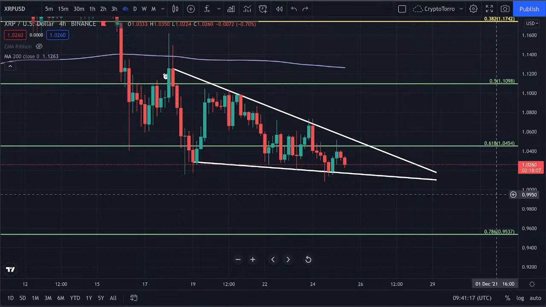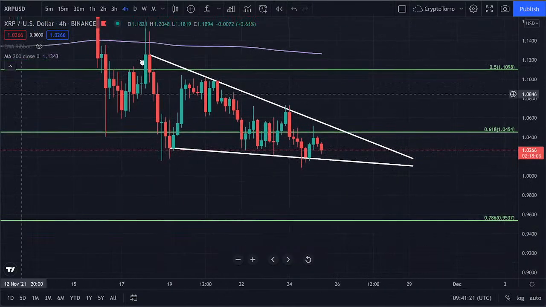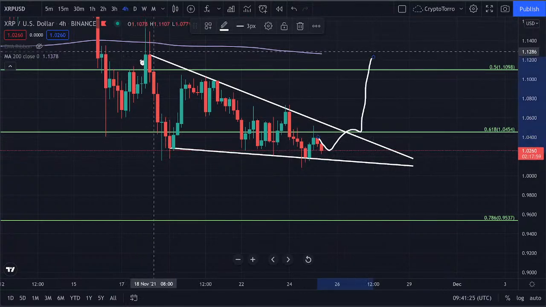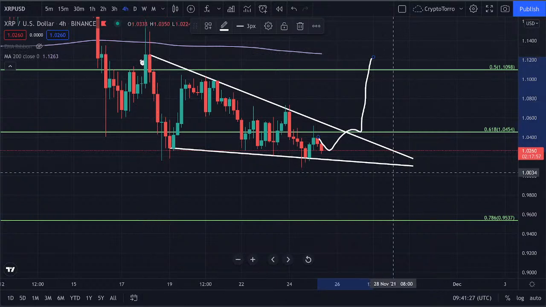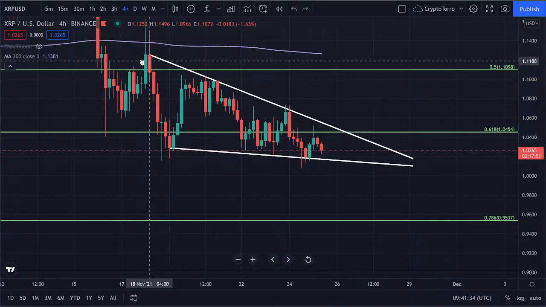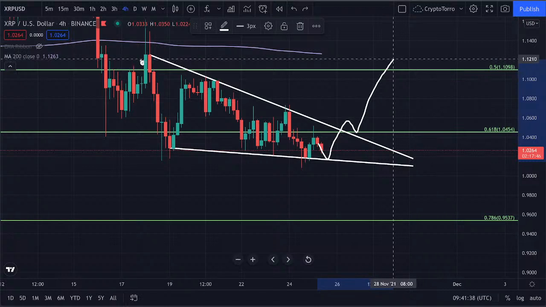All of us know that once we see a falling wedge and a breakout occur, we will be heading towards the retest of the beginning of the descending resistance. That would be for this cryptocurrency approximately $1.12 for XRP. If we do see a breakout outside of this pattern, we will be heading towards $1.12.